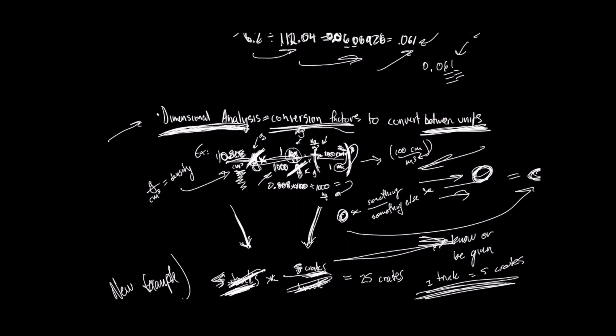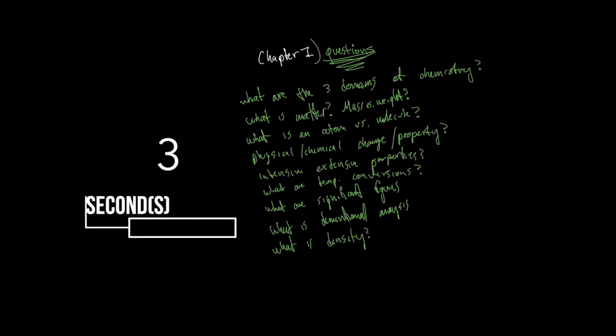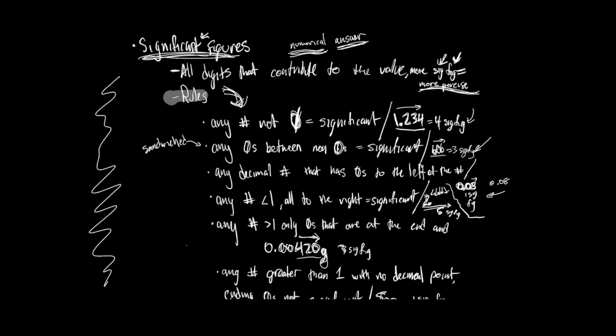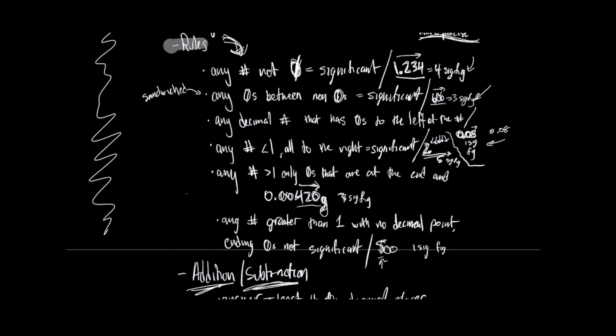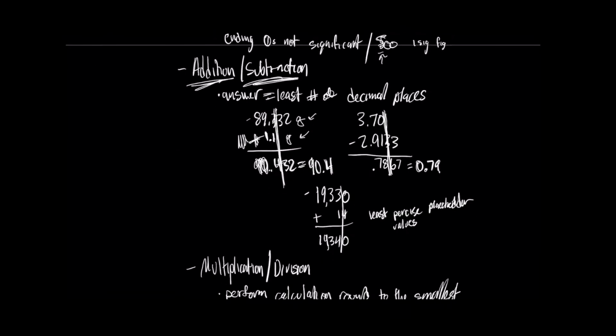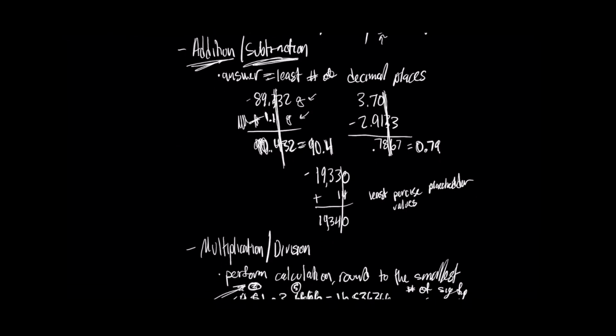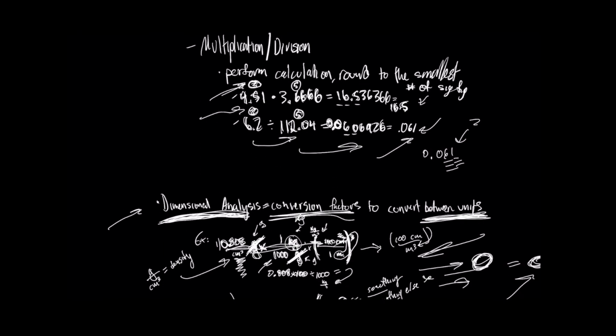Let's move back to the questions. What are significant figures? Okay, significant figures are any digits that contribute to the value. So more significant figures means more precise. I'm not going to go through all these rules, but hopefully you understand 1.234 is 4 significant figures. And hopefully you remember that for addition or subtraction, you drop the line, and for multiplication and division, you just count how many there are and round to that number.